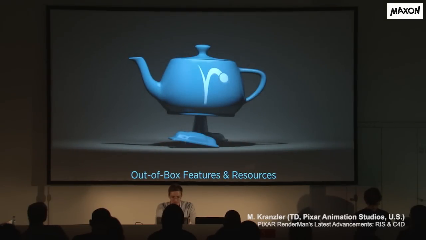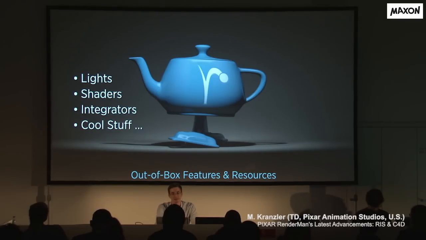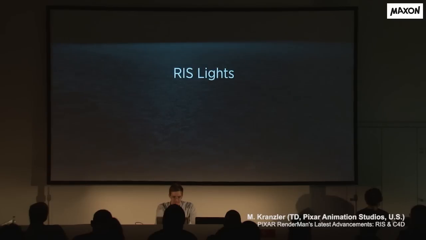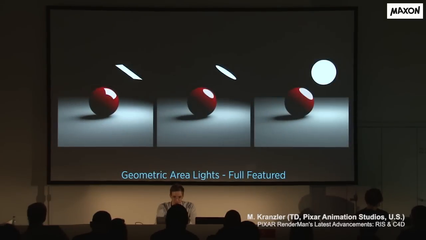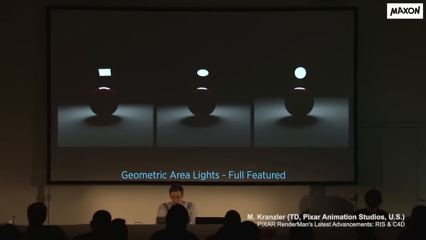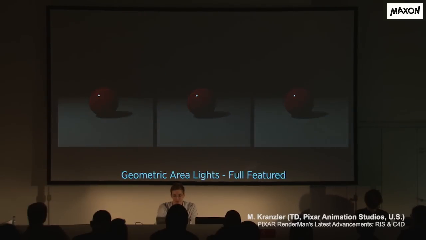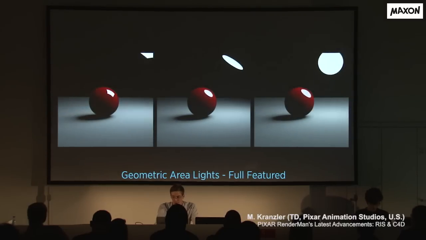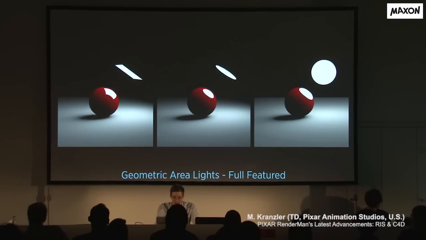So let's look at some features that are already in RIS and that come with it for free. We have new lights, new shaders, and new integrators, and some other cool stuff. So first, the RIS lights. We're still busy working on it, or the developers are. They're all physically based. You can adjust the color temperature. You can add blockers. You can use different kinds of shaders that emit the light. They're all normalized, etc. Whatever you need of a physically based renderer is already included.